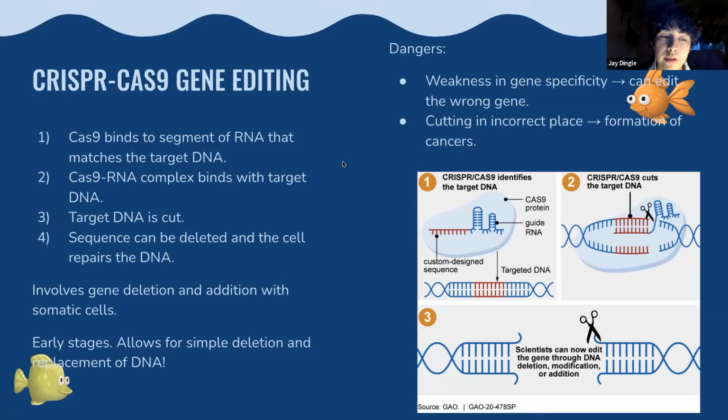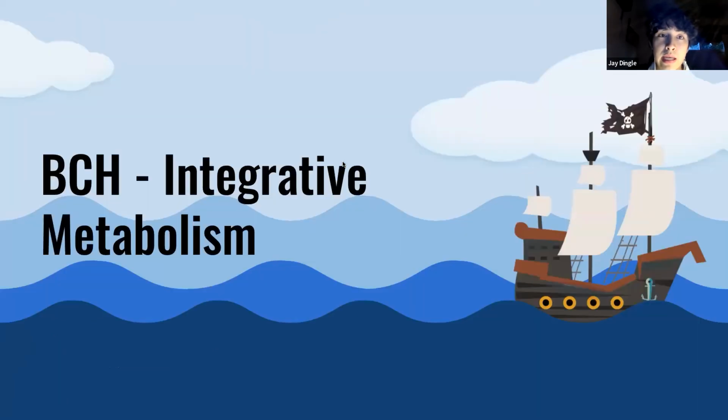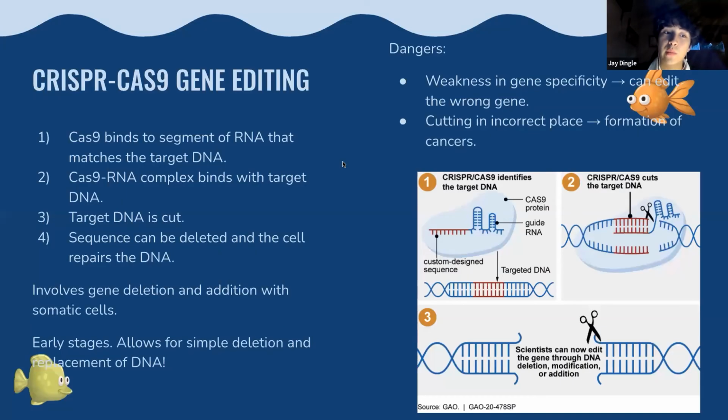DNA. So it involves gene deletion and addition with somatic cells, but we are in the early stages of CRISPR-Cas9 technology. So we've got a few weaknesses, one being we can edit the wrong gene, or we can cut in the incorrect place, which can be disastrous if it leads to the formation of cancer. So it's largely in an early stage, but we can see the potential it has moving into the future.